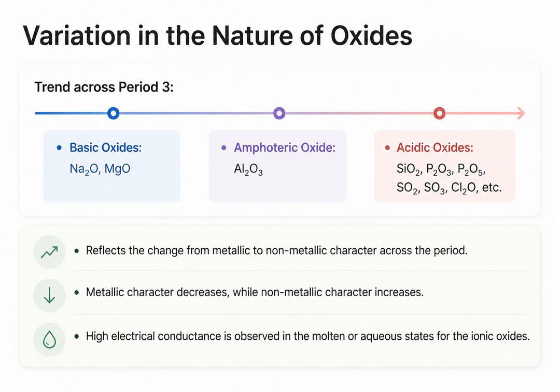Additionally, the ionic oxides on the left exhibit high electrical conductance when molten or dissolved in water, a property absent in the covalent oxides on the right.